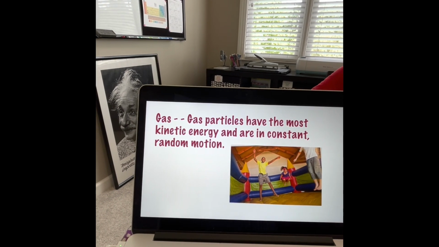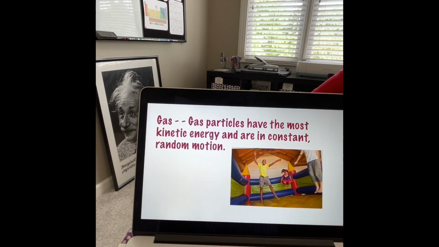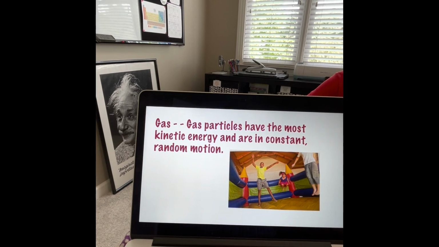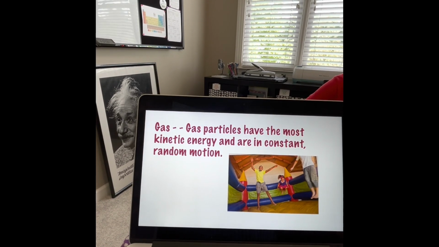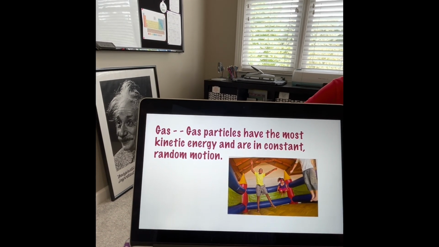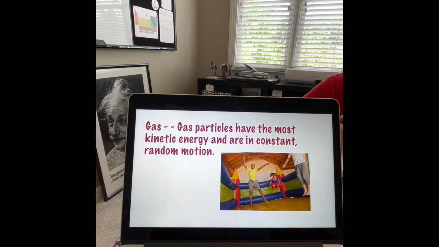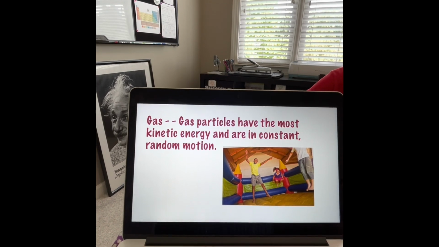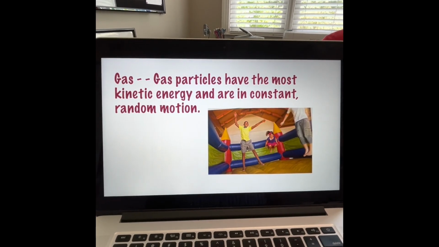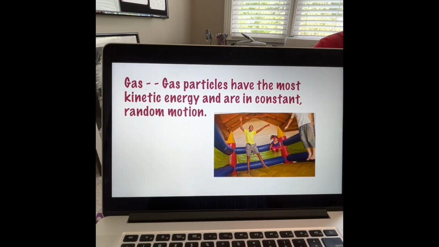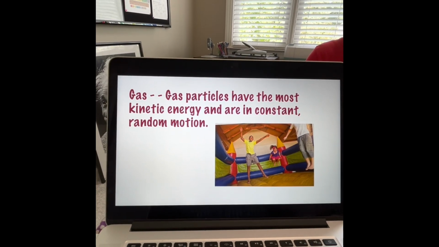Because the particles are moving so fast and moving apart after collisions, the attractions between the particles are too weak to have any effect. And in fact, under ordinary conditions, scientists totally ignore the forces of attraction between the gas particles. You can think about the movements of gas particles like a bouncy house.